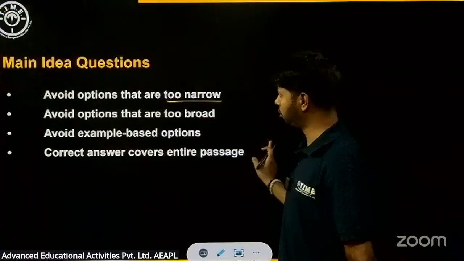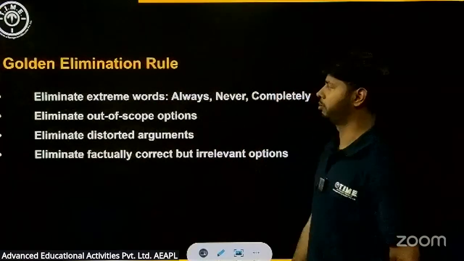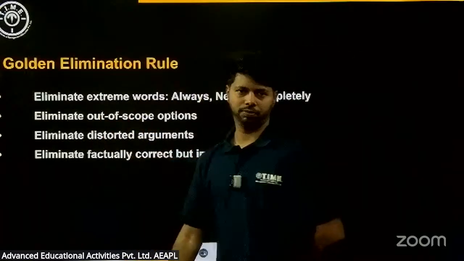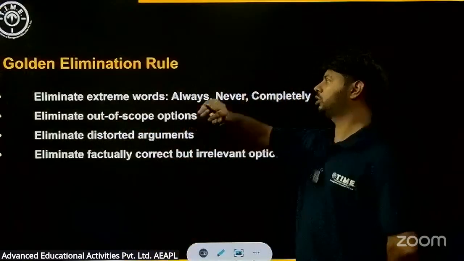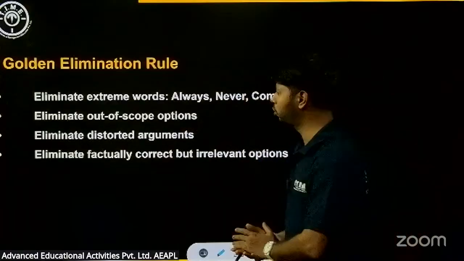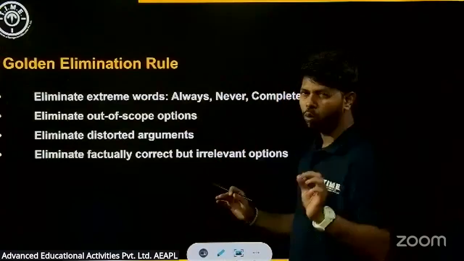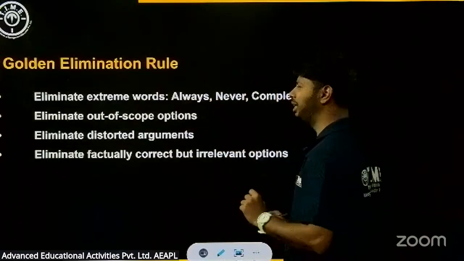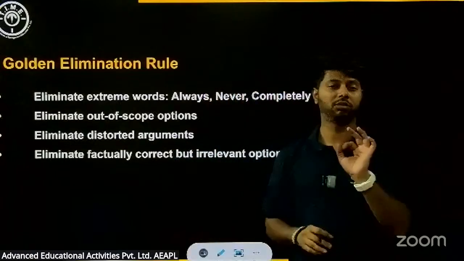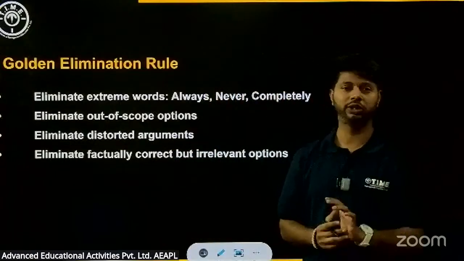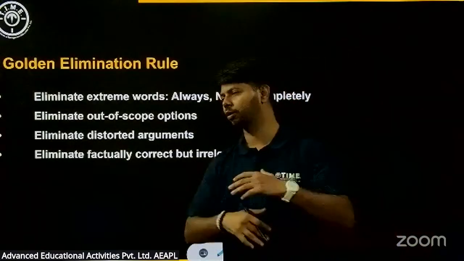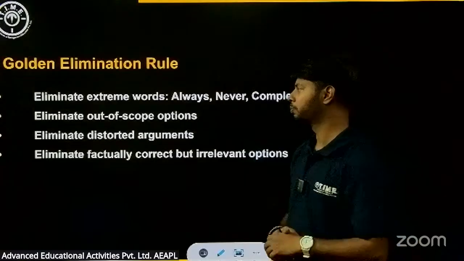Covers the entire passage. Okay. Next, golden elimination rule. Extreme words, look out. I won't say you have to straight up eliminate them, but you need to be a little careful. Don't fall for it. The moment you see always, never, completely, anything very extreme, you need to be very careful in choosing that option. You need to have a very good reason if you're choosing it. In most cases, it's going to be wrong.